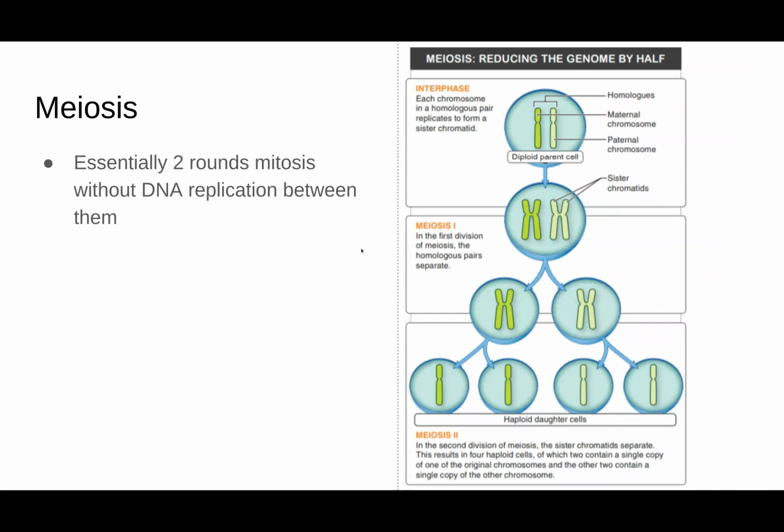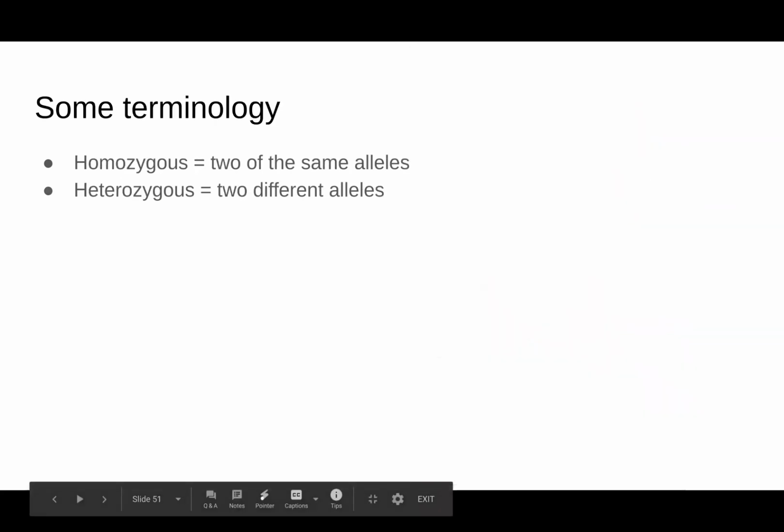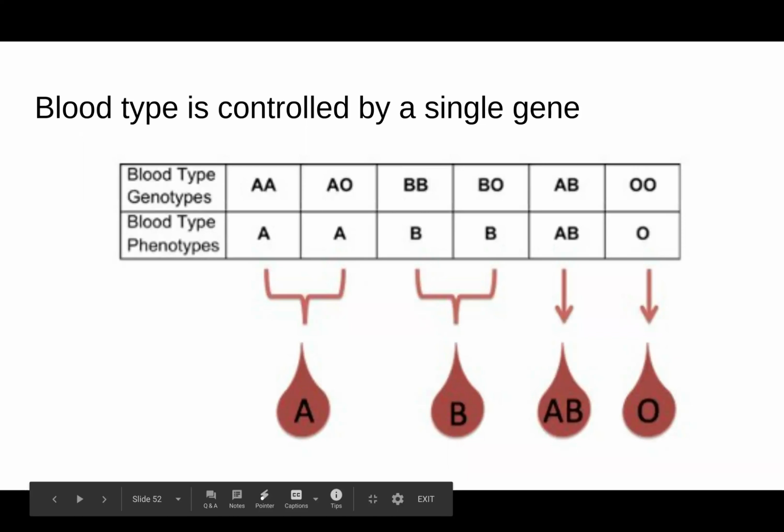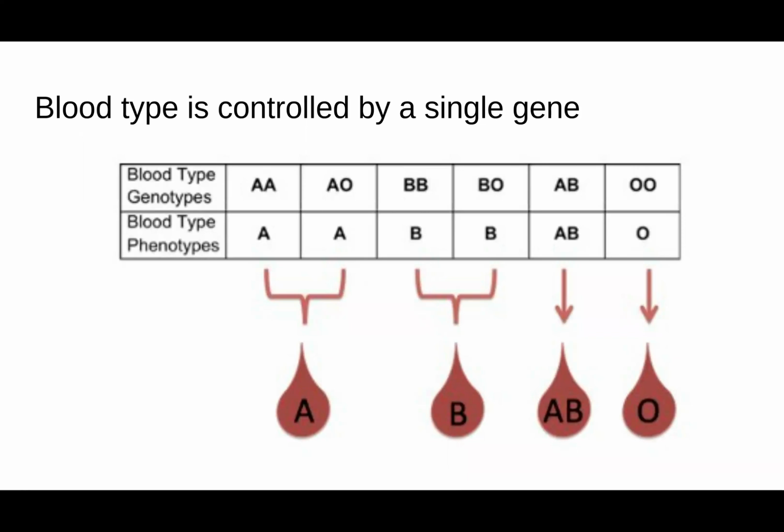And sort of just remember that meiosis is 2 rounds of mitosis without any DNA replication, reducing the amount of DNA in half. And we talked about the terminology. And so that's what Mendel put. So let's talk about some ways we apply this.